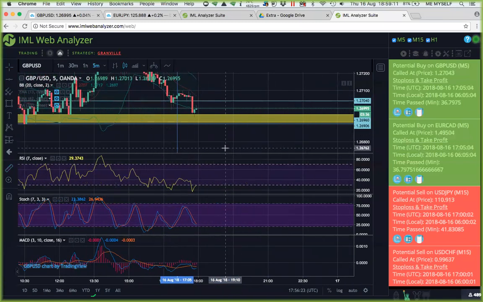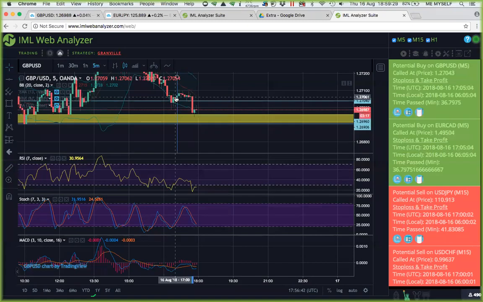Okay, so we're in the trade. Now you realize the trade was called way up here, but we haven't gotten in the trade until it's all the way down here. The reason why is because up there it did not meet our entry criteria. So we don't enter the trade until it meets our entry criteria.